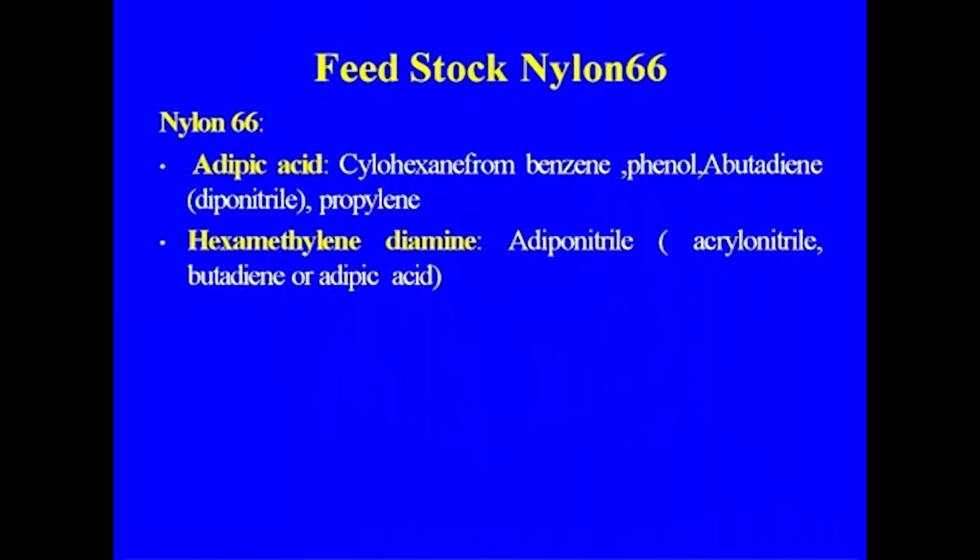For nylon 66, as I told you, we need two major raw materials, adipic acid and hexamethylenediamine. For adipic acid also there are various routes. Cyclohexane, which is from benzene, is one of the major routes. Another route is phenol, or butadiene to adiponitrile, which is used for adipic acid. Propylene is another route, because it is used in the manufacture of other intermediates, which are finally converted to adipic acid.